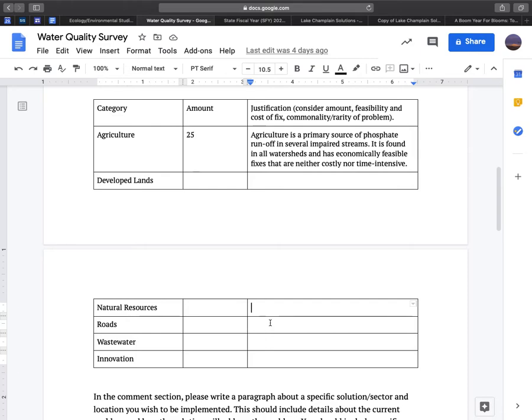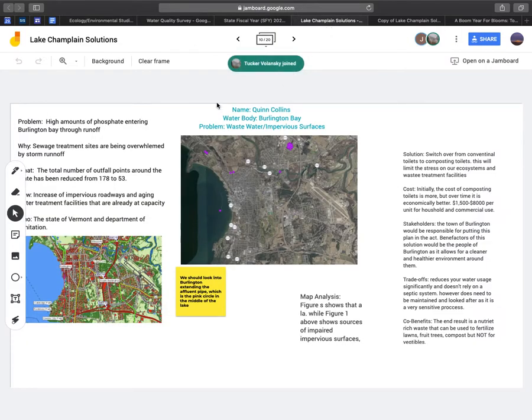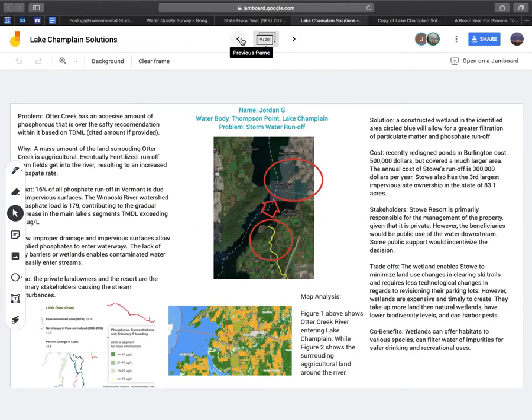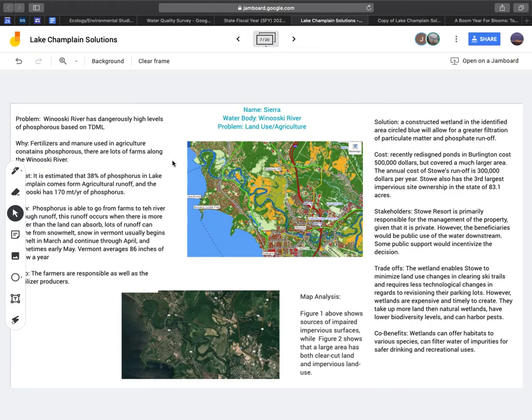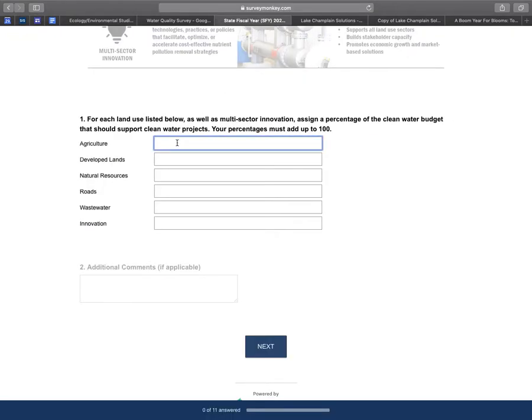So where are you going to get your justification? Ideally, you're going to be looking at the Lake Champlain solutions. Now, a couple places to look. What I would do is first glance through all the different slides, look at the problems, look at the locations, and look at information such as the what. The what is going to be a great place to figure out, 38% of phosphorus in Lake Champlain comes from agriculture runoff. So that might be a really good piece of information to help justify why I'm going to be spending so much money on agriculture.